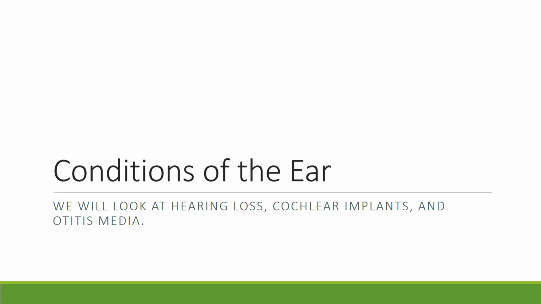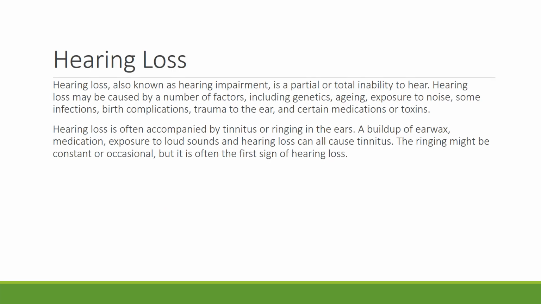We're going to talk briefly about 3 conditions of the ear: hearing loss, cochlear implants, and otitis media. Hearing loss or impairment is either a partial or a total inability to hear. Hearing loss can be caused by a number of factors, including genetics, aging, exposure to noise, some infections, birth complications, trauma to the ear, and certain medications or toxins.